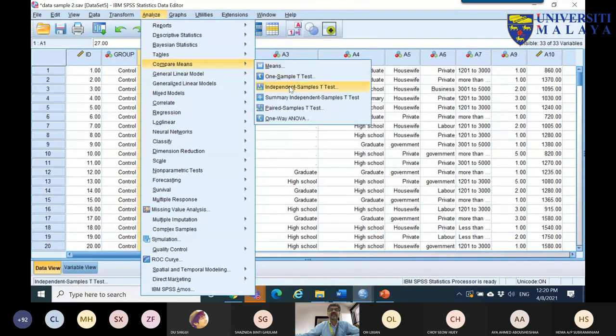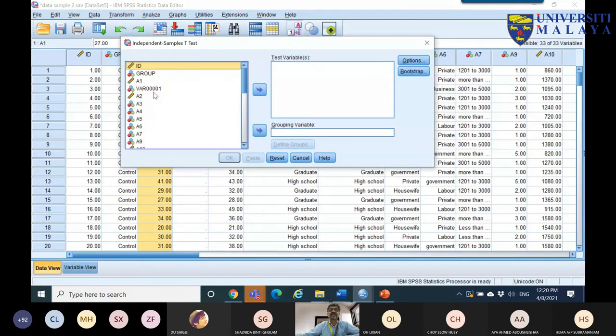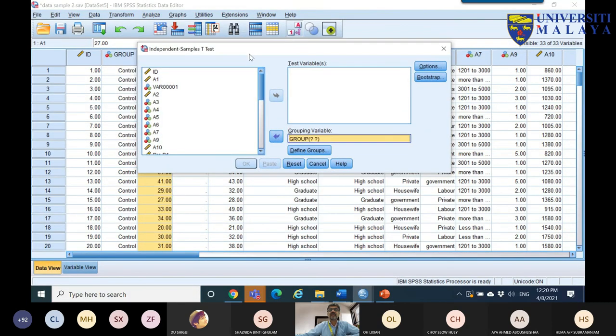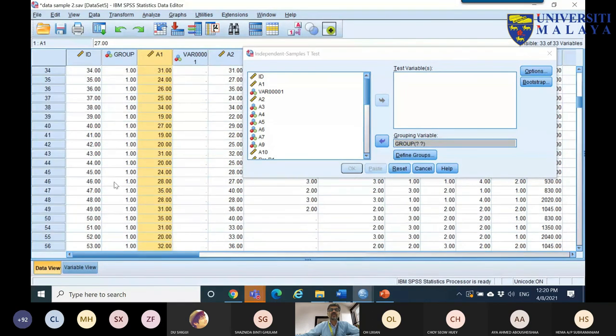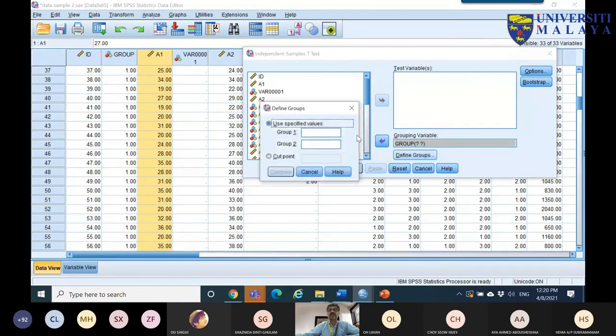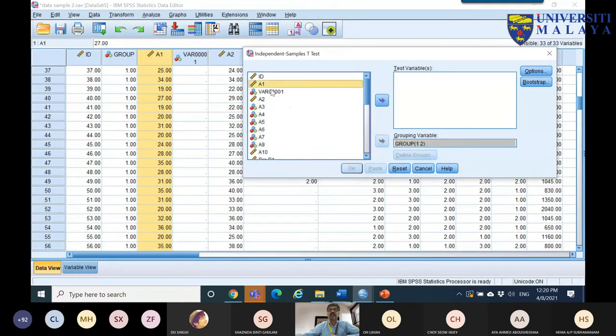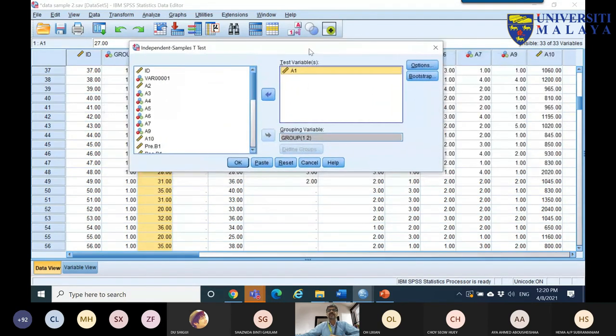Analyze, compare means, independent sample t-test. Groups is the grouping variable. But we know that groups are identified by 1 and 2. So that's why I define groups. Group 1 is 1, group 2 is 2. Continue. And then A1 as the test value. Clear?